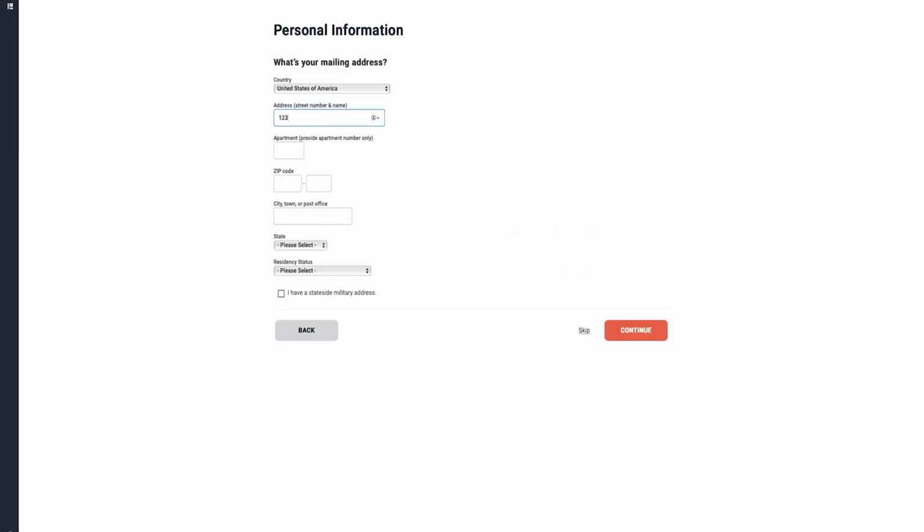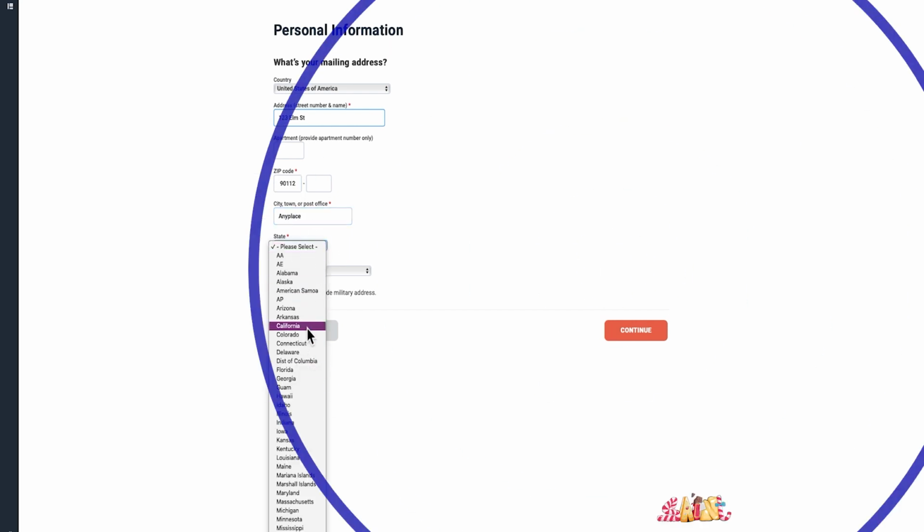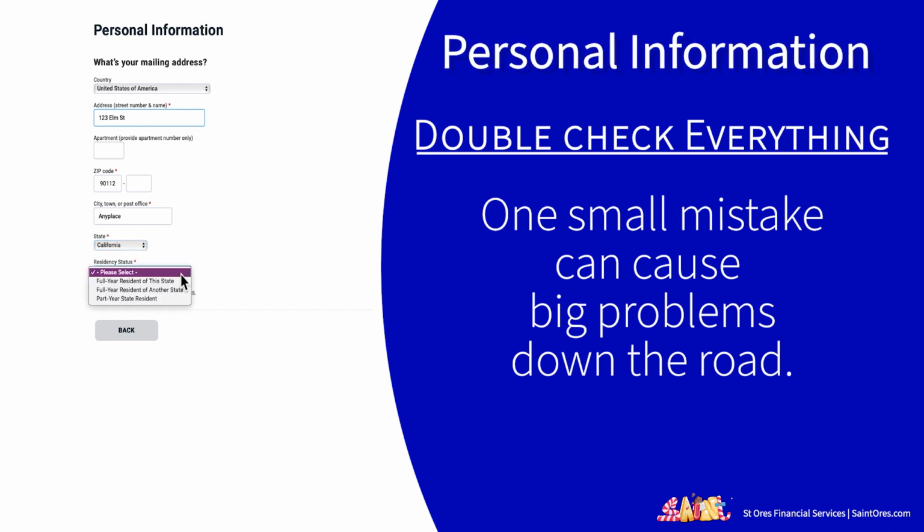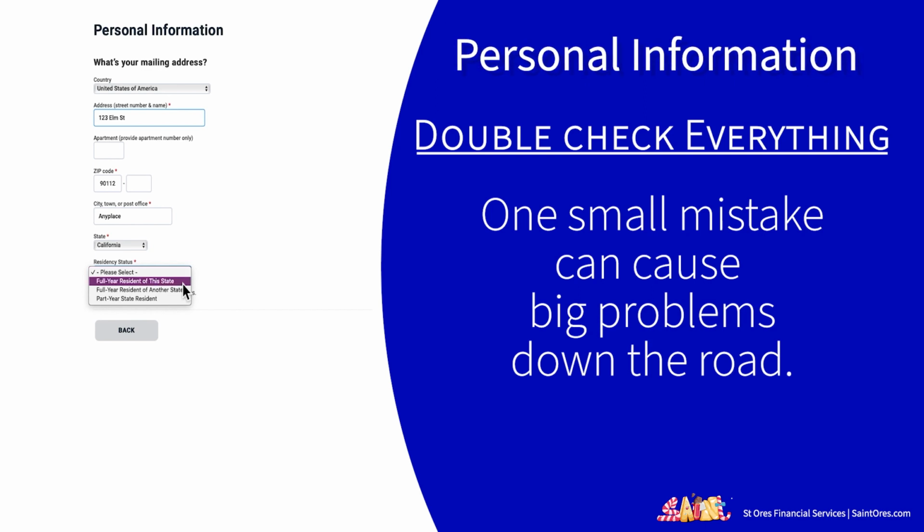What's your mailing address? So you will need to include your mailing address, apartment number, if you have one, zip code, town, select your state. In our case, it will be California. You have to pick your own state. Residency status. In our case, that will be a full year resident of the state. Also, we have an option to click, I have a stateside military address, if you have one.